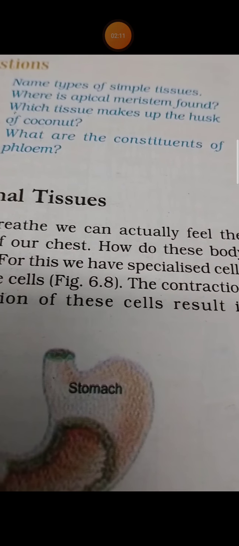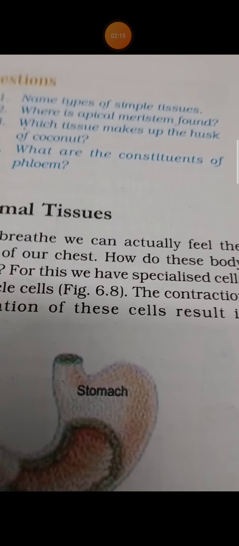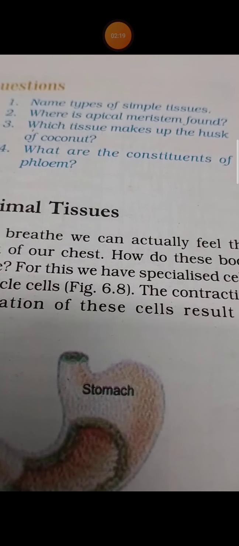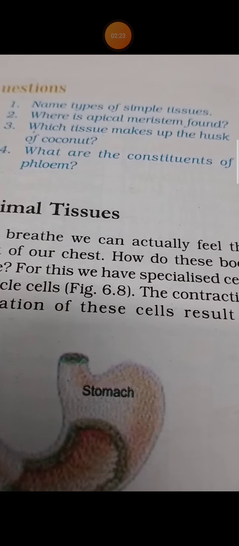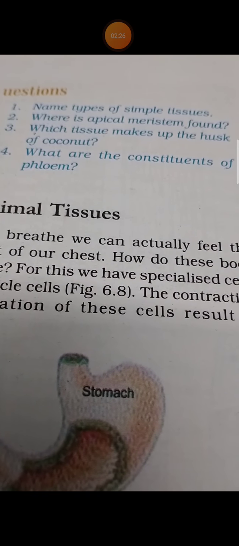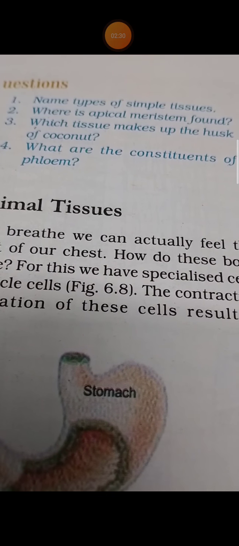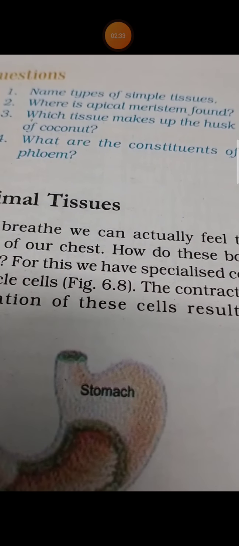Next one, which tissue makes up the husk of coconut? And the solution is, sclerenchymatous tissue makes up the husk of coconut. These tissues cause the plant to become stiff and hard.